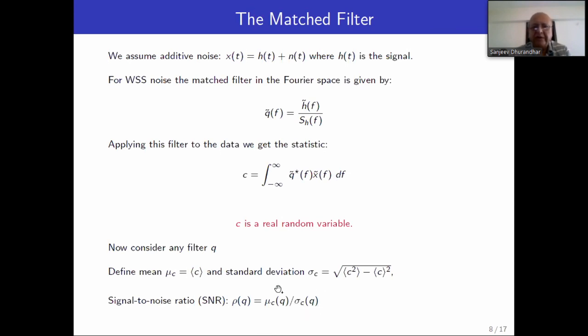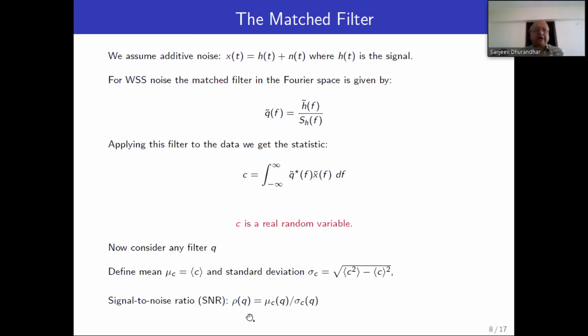Noise is given by this. This is the signal. So you divide one by the other, and you get what is called the signal to noise ratio. So if you plug in any function Q, not necessarily the matched filter, you will get a signal to noise ratio, which will depend on Q.